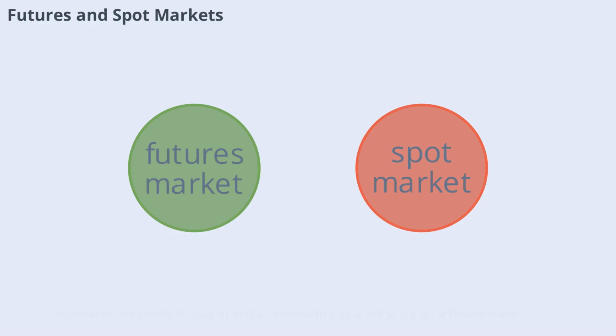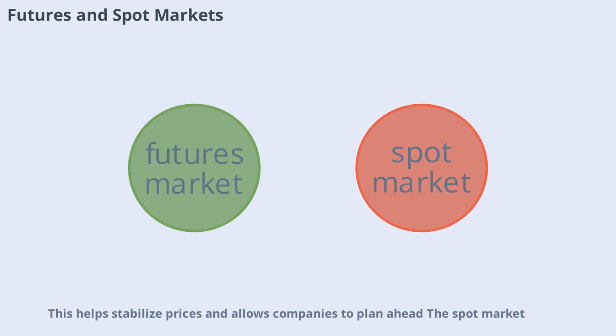In the futures market, contracts are made to buy or sell a commodity at a set price on a future date. This helps stabilize prices and allows companies to plan ahead. The spot market, on the other hand, involves immediate delivery and payment. Both markets play a crucial role in determining energy prices and ensuring a steady supply for consumers and businesses.